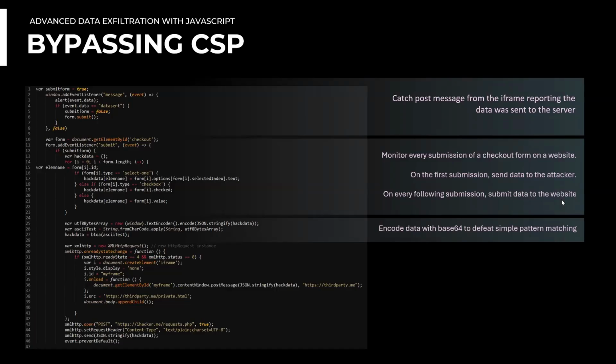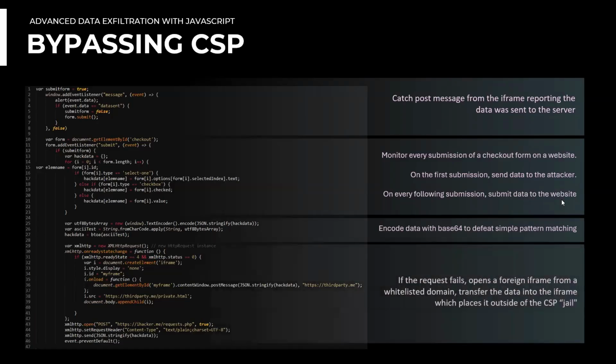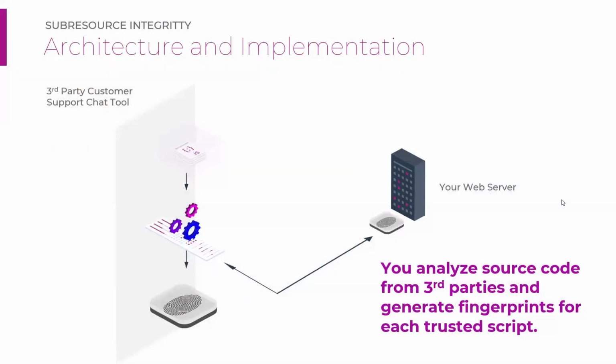They'll encode the data in base 64 to defeat pattern matching. And if the request fails, no big deal. They can open a foreign iframe from a whitelisted domain, transfer the data into the iframe, and then get it outside of what you would have perceived to be the CSP jail. Okay. So ultimately, fundamentally, number one, the CSP whitelist approach is incredibly problematic because it is whitelisted services that are attacked 99% of the time.